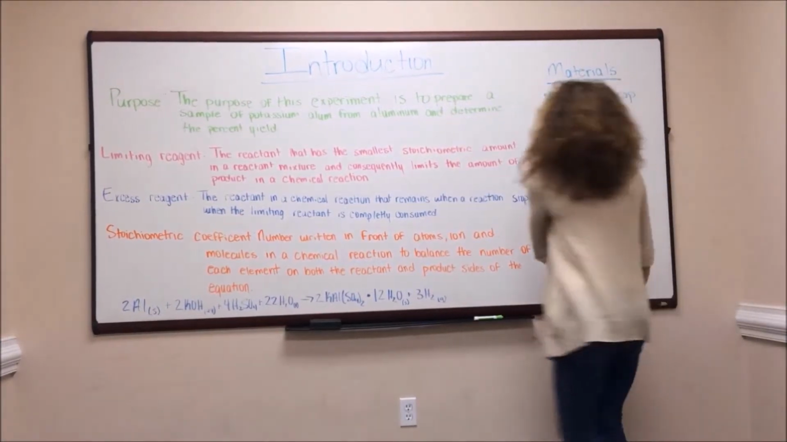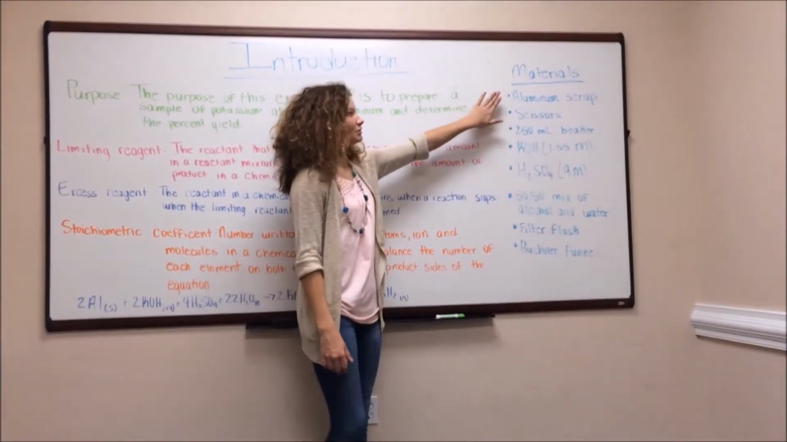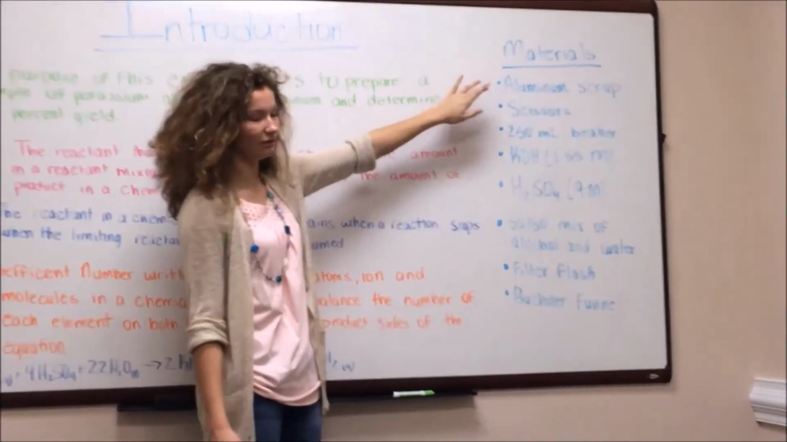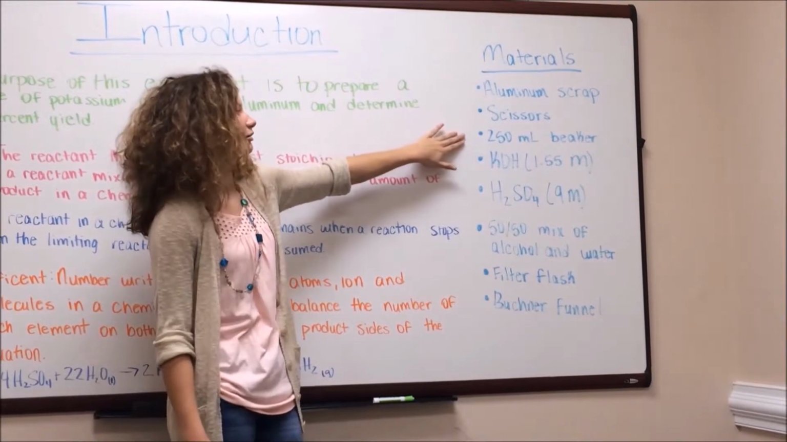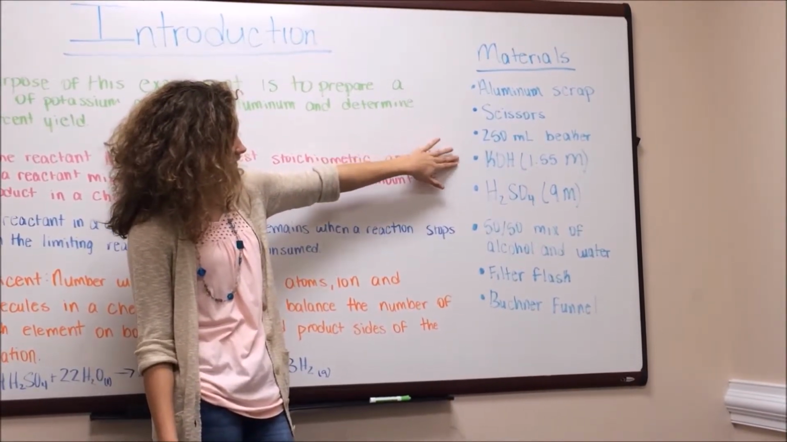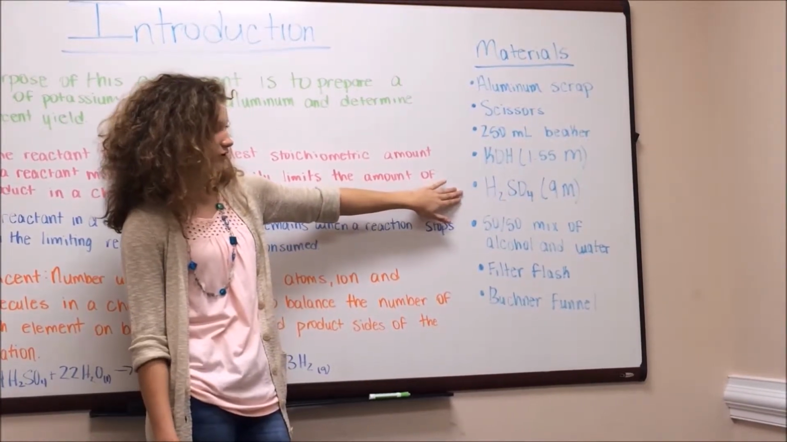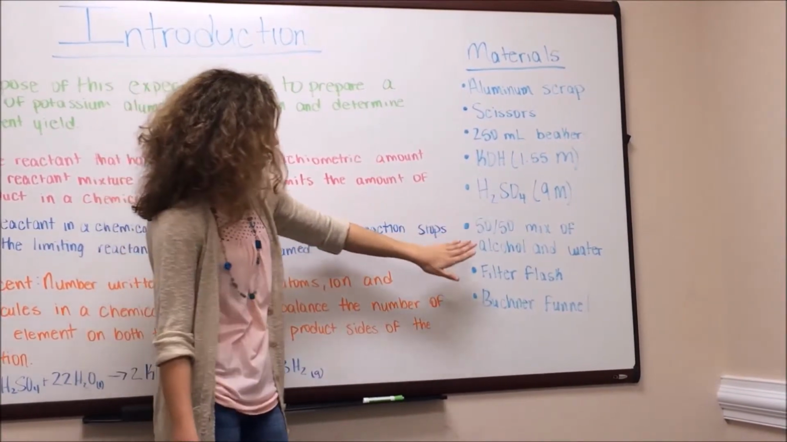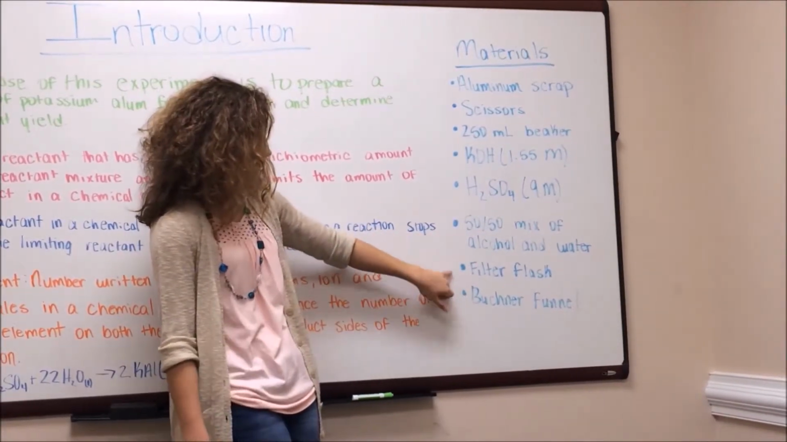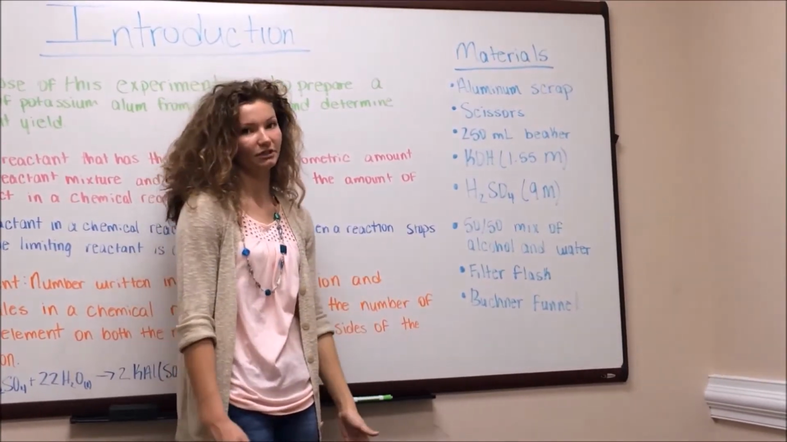The materials for this experiment are the aluminum scrap for the reaction, scissors to cut the aluminum, a 250 milliliter beaker to put your solution, and KOH and H2SO4 for the solution, a 50-50 mix of alcohol and water to rinse your product, and a filter flask and a Buchner funnel for filtration.